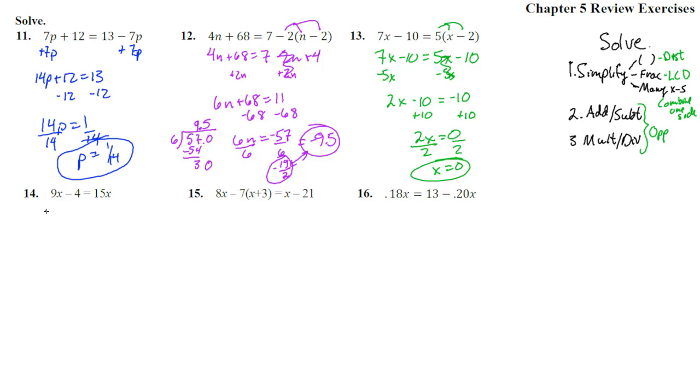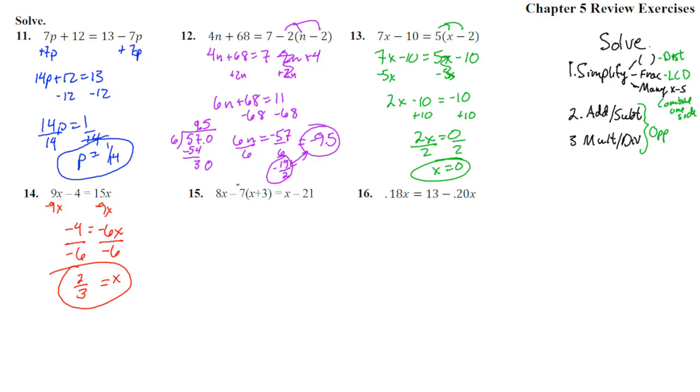Okay, number 14. 9x minus 4 equals 15x. Are there parentheses? Nope. Are there fractions? Nope. Are there many x's? There are indeed. Let's subtract 9x from both sides. And we get negative 4 equals negative 6x. Nothing to add or subtract, so now divide by the negative 6, divide by the negative 6, and we get x equals negative over a negative is a positive, and that reduces to 2/3. Good.